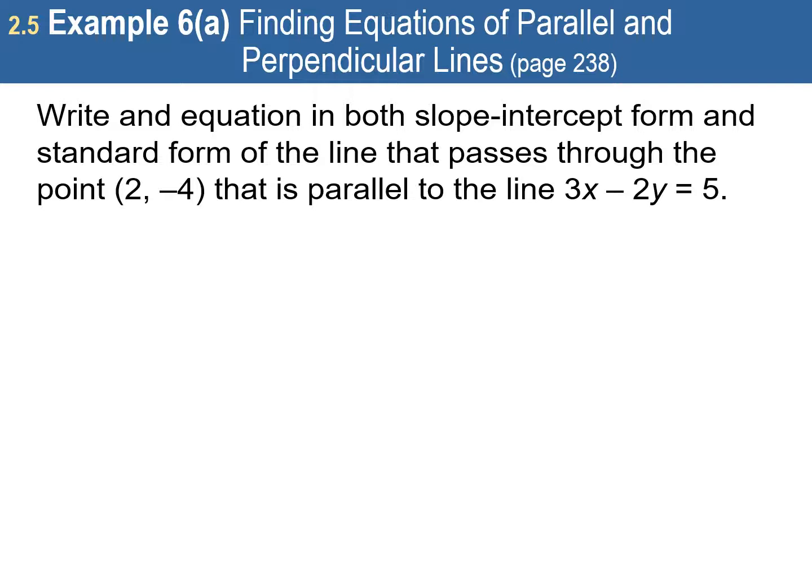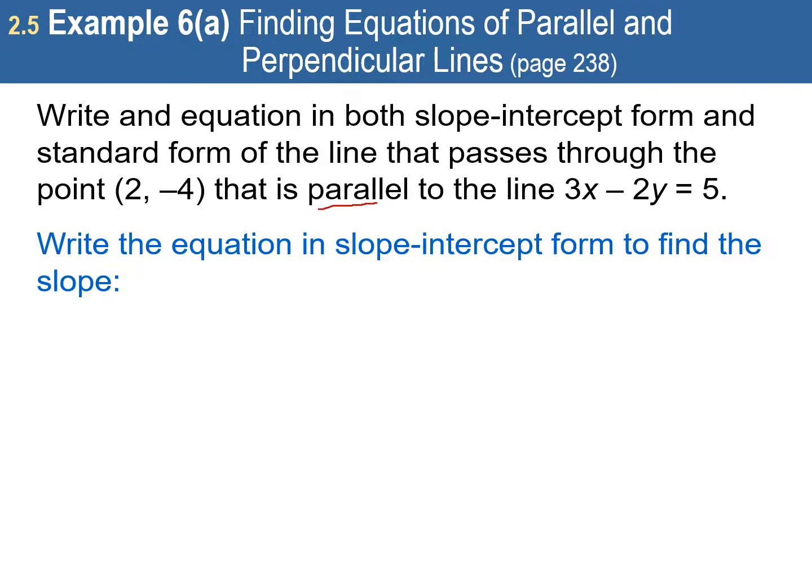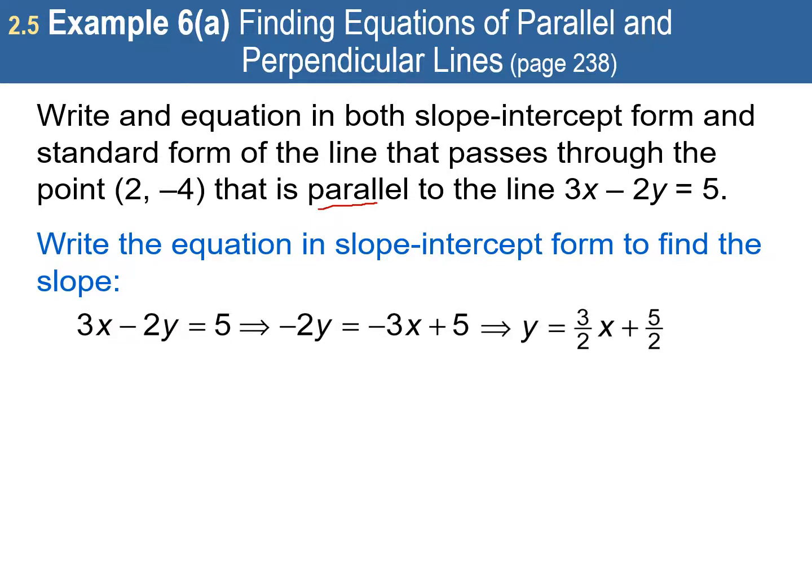So suppose you want to write an equation in both slope-intercept form and standard form that passes through the point (2, -4) and is parallel to the line 3x - 2y = 5. The first thing you need to do is to write in slope-intercept form. So I'm going to solve my line, and I get y = 3/2 x + 5/2. From here, I see my slope is 3/2. So now I have a slope of 3/2, and I want it to be parallel to the line going through the point (2, -4).